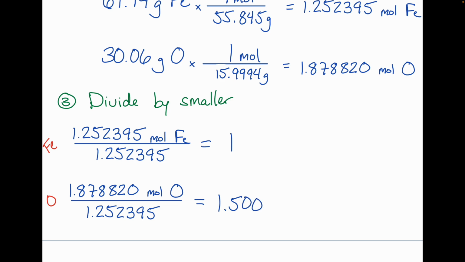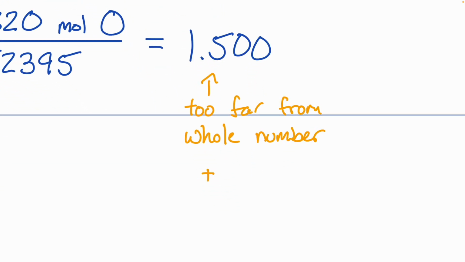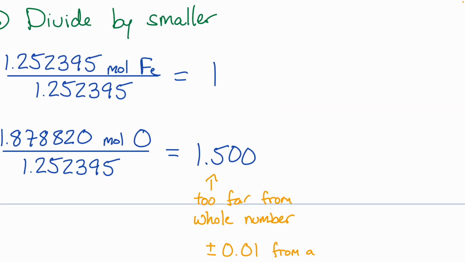1.500. And this is too far from a whole number for us to just round it up. 1.5 is right in the middle. That's about as far away from a whole number as you can possibly get. And we're not just going to round these whole things. In general, we will be plus or minus 0.01 from a whole number. Now it's a little easier to see what this ratio is, but we're still not there yet.